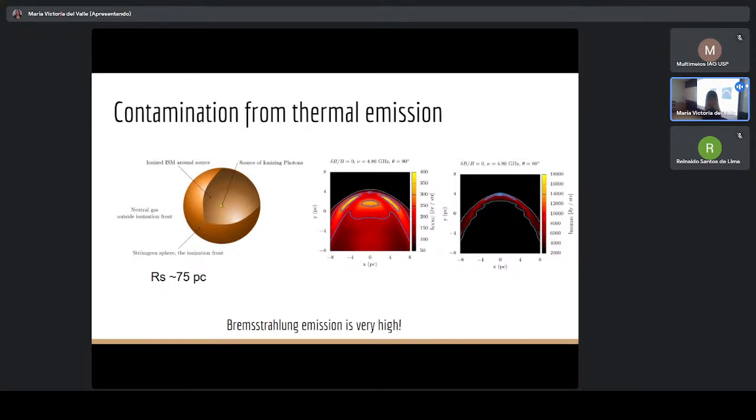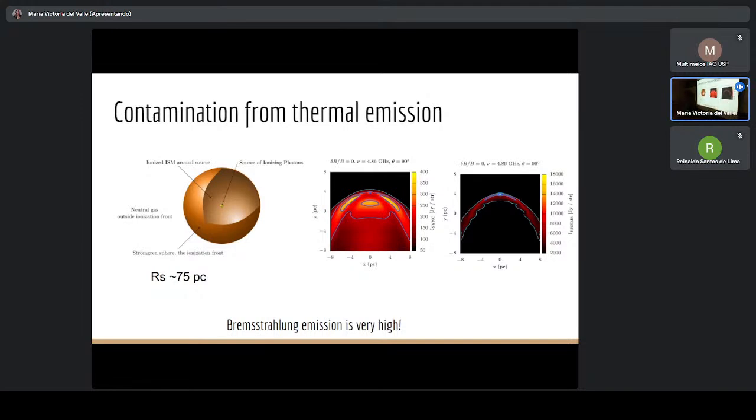Another thing that is contaminating the emission, at least the emission that we are interested in, that is the non-thermal emission, is the thermal emission. Because we have the star that has, don't forget, a very strong radiation field. And we know that massive stars can ionize the interstellar medium around them. And this can produce a very large ionized region. For this star that we are modeling, the radius of this ionized sphere of the interstellar medium is of the order of 75 parsecs. This is quite a large value if we consider that what I'm showing here is of the order of 16 parsecs, okay?